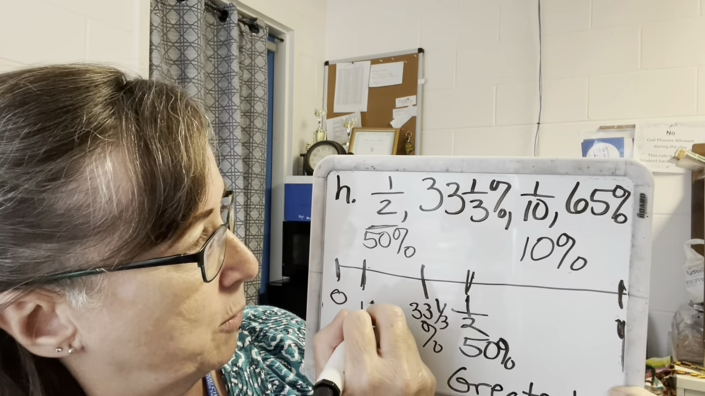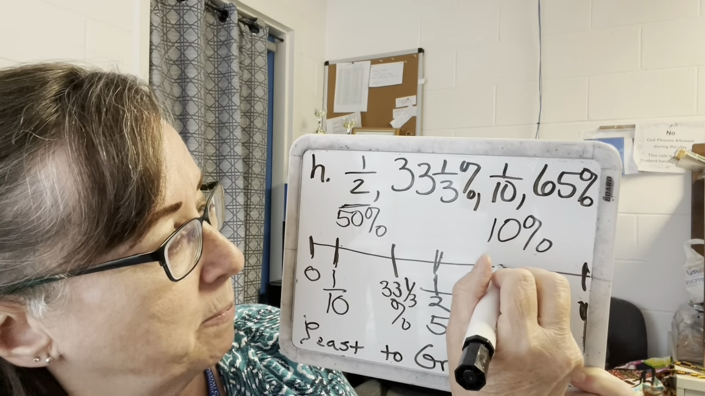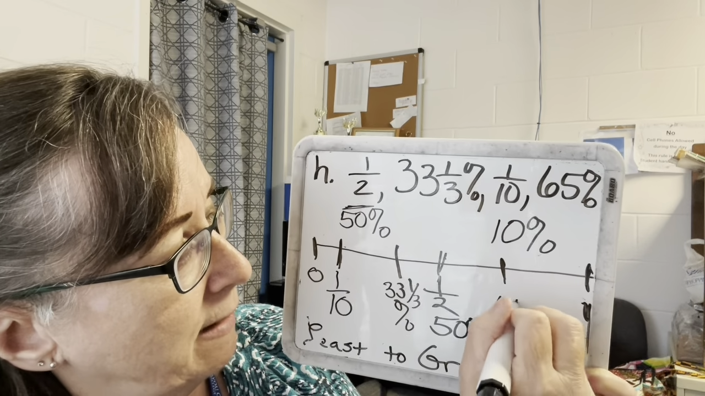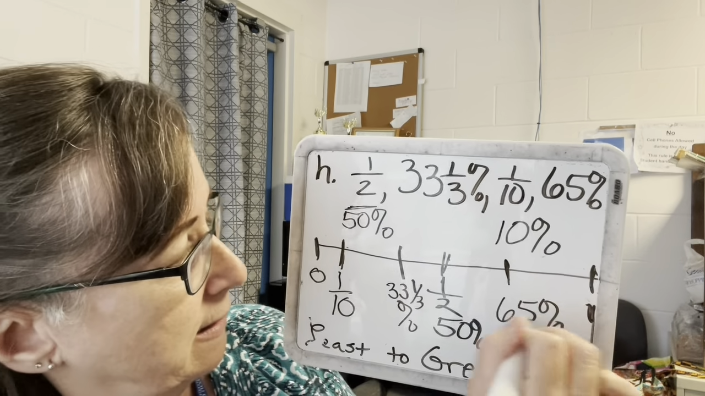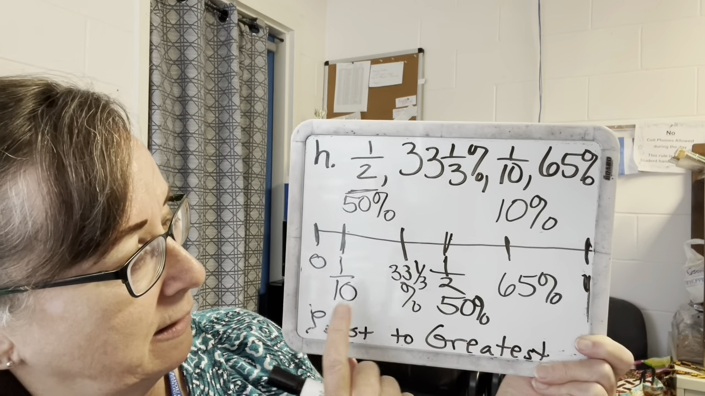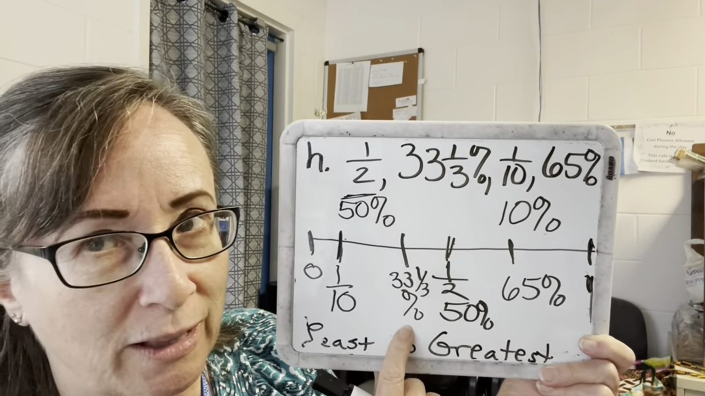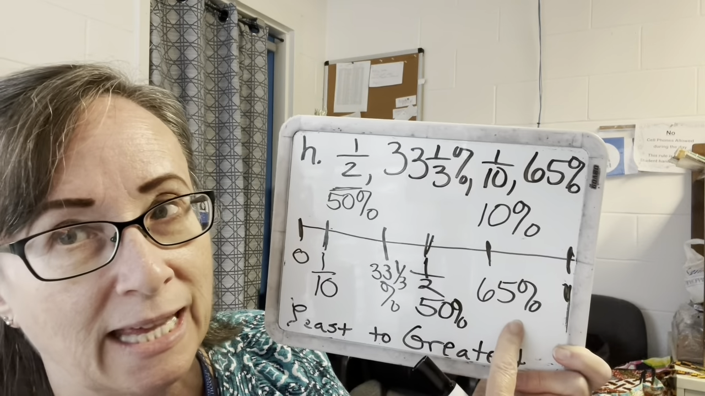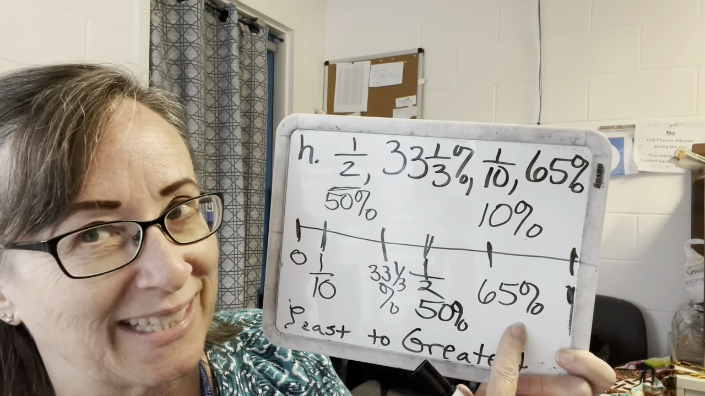but we can't write 10% because they gave us 1/10, so we'll put 1/10, which is the same as 10%. And then 65%, well, it's probably about right here, 65%. Okay, so the order is 1/10, then 33 1/3%, then 1/2, which is 50%, and then 65%.